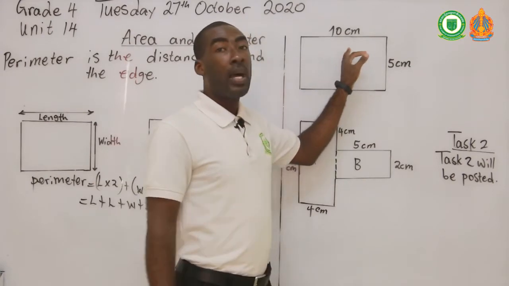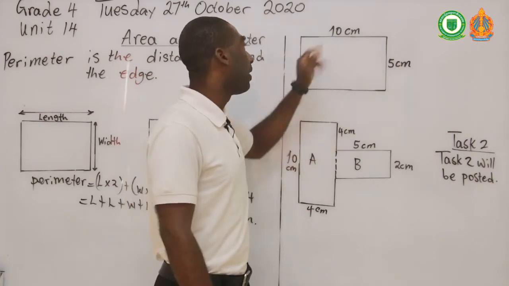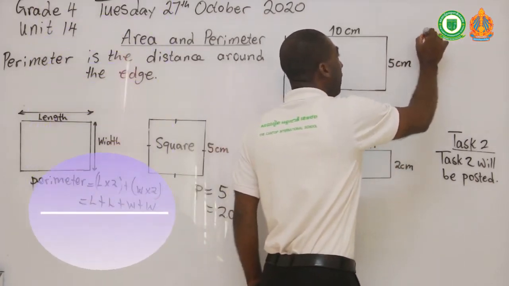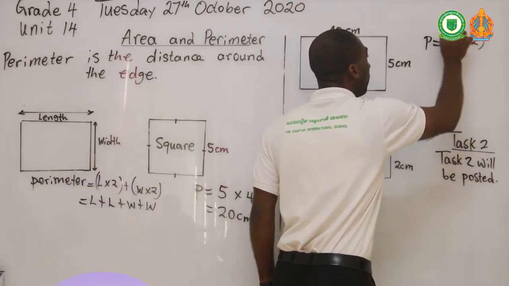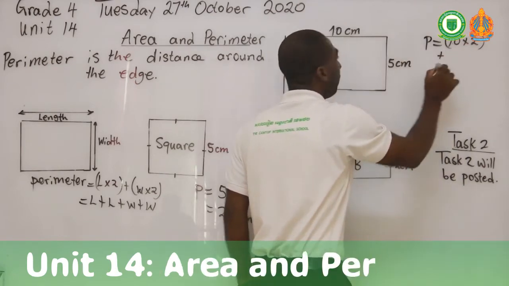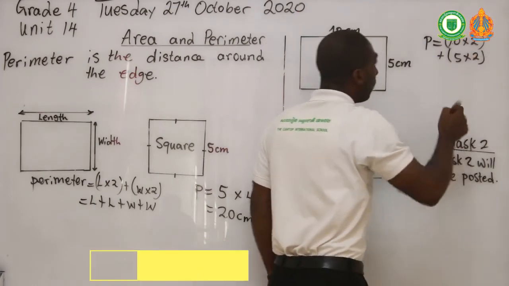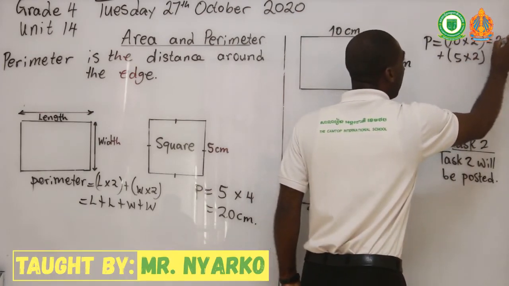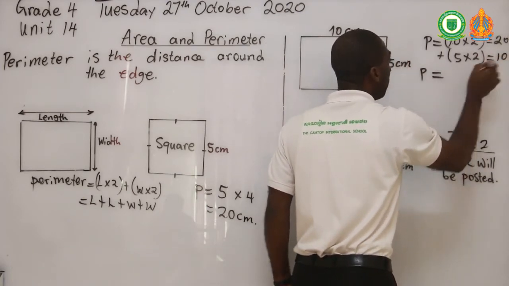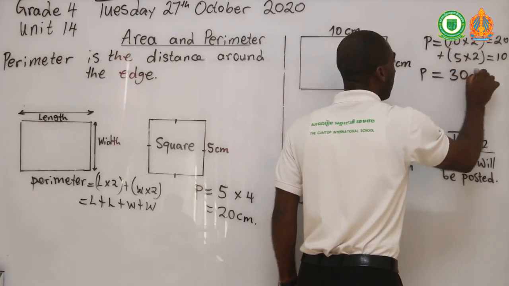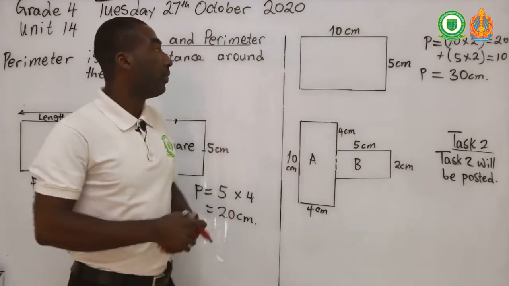Okay, so now let's see how we can deal with a rectangle. It's also having the 4 sides. We have the width to be 5 and length 10, okay? So we say P will be equal to 10 multiplied by 2, we put it into bracket, plus 5 multiplied by 2. Okay, so we know that this will give us 20 and then this will give us 10. So total for P will be 30 centimeters. That will be for our perimeter.